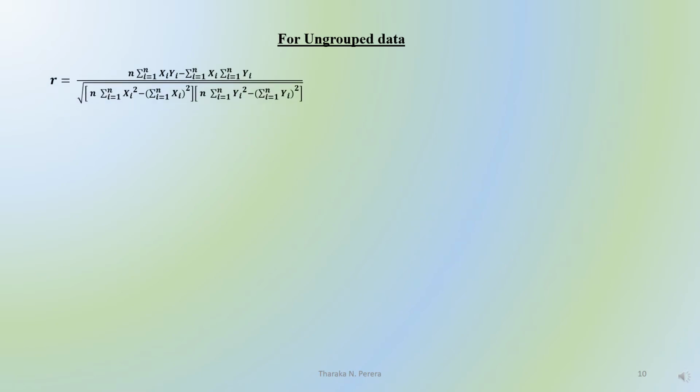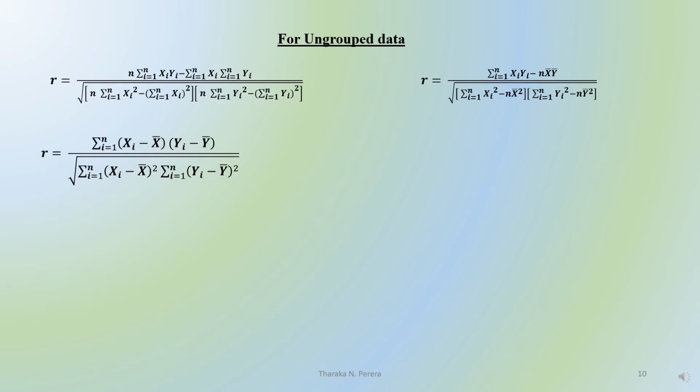As we discussed, the product moment correlation coefficient is denoted by r, and we can calculate it using these formulas. For ungrouped data, the first formula is this, and the second one is this, and if we have a summary of mean deviation data for both variables x and y, we can use the third formula. For ungrouped data, we can use any of these three formulas. From my experience, the first one is easy to use.